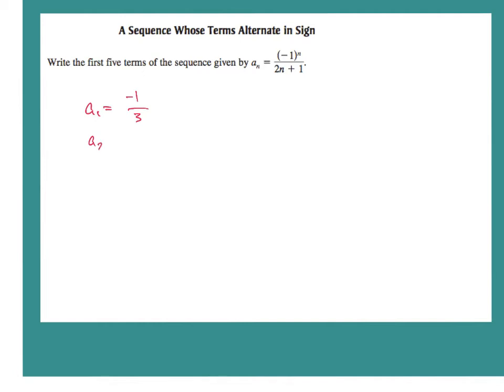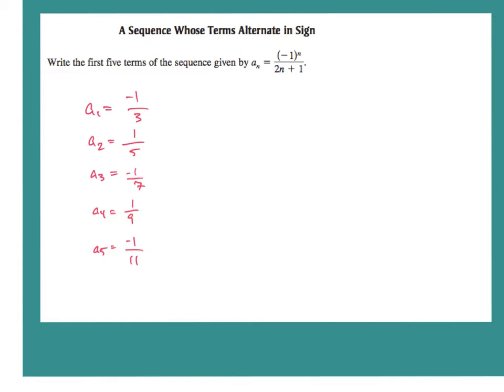And then A sub 2. What would the numerator be? 1. What would the denominator be? 5. A sub 3, what do I get? Negative 1 over 7. Then A sub 4, what do I get? 1 over 9. And then A sub 5, what do we get? Negative 1 over 11.